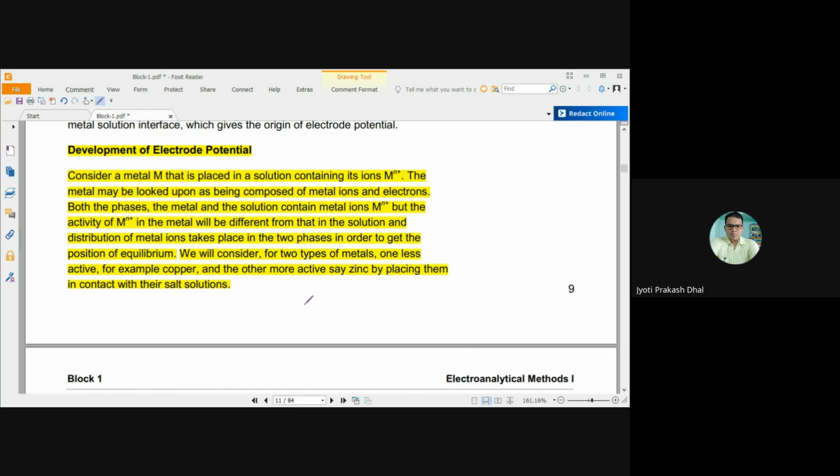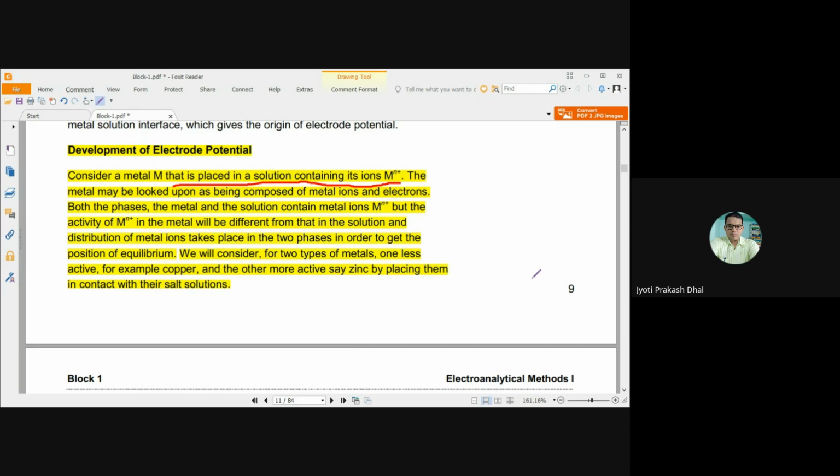How does the electrode potential develop? Now consider a metal M that is placed in a solution containing its ion Mn+. For example, if you take one copper rod, and if one copper electrode is placed in copper sulfate solution, that means the Cu electrode is in a solution where present inside is Cu2+ ion.